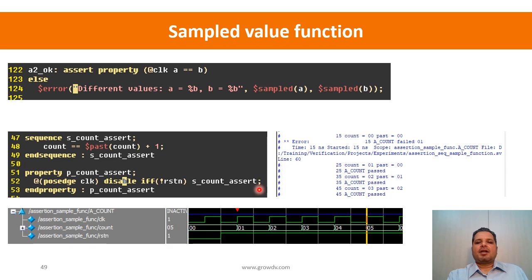And here we are calling count assert, and then if the reset is not asserted, then this particular sequence will hold true. And then we have just printed some of the values using the $past, and you can see that they sort of match the expectation, and you can also see that in the waves.